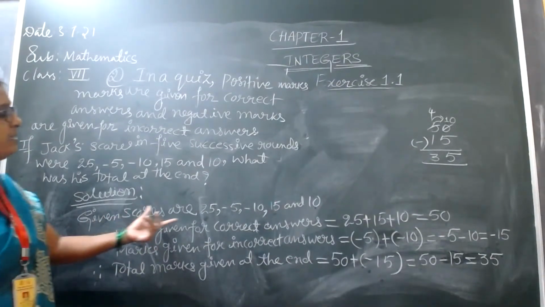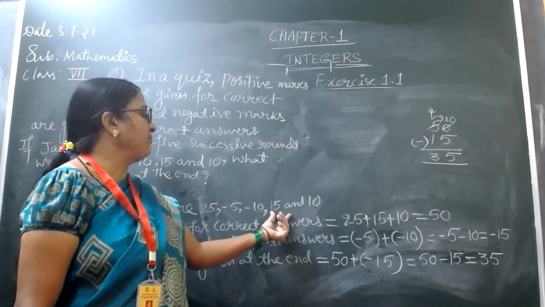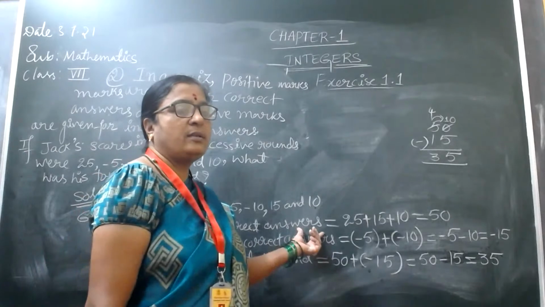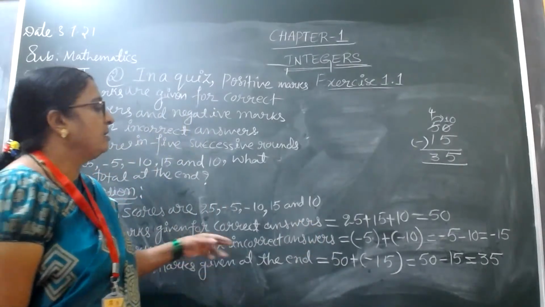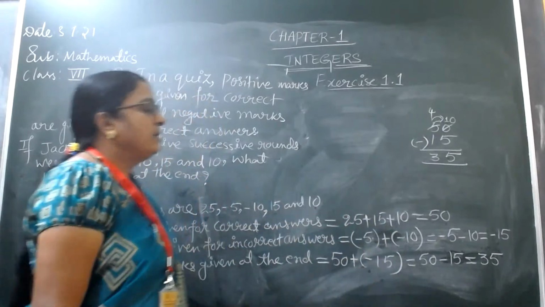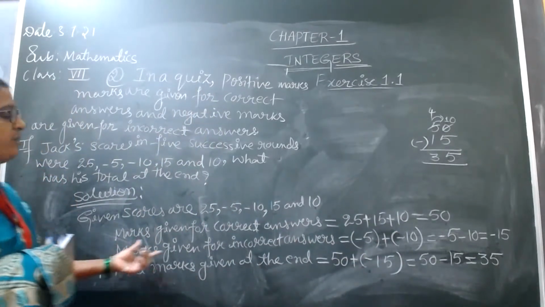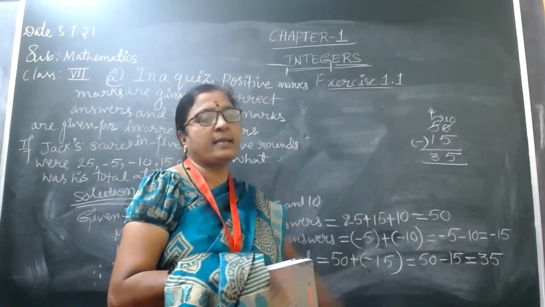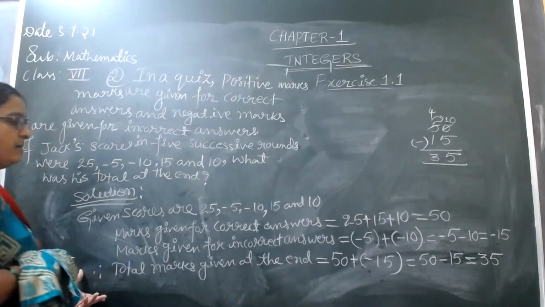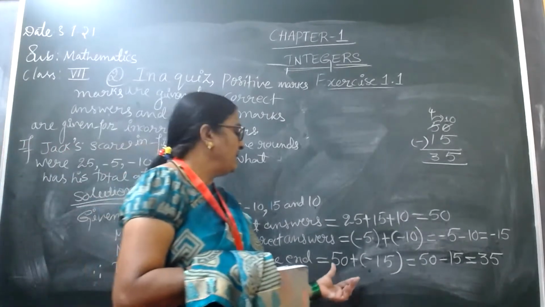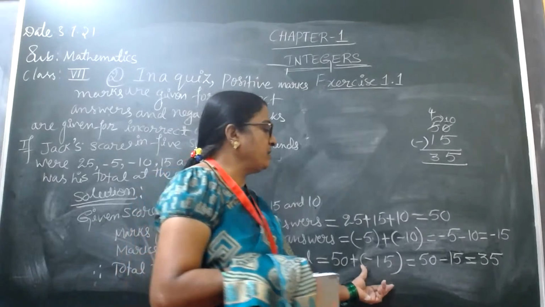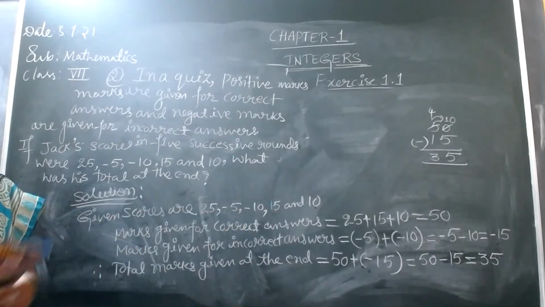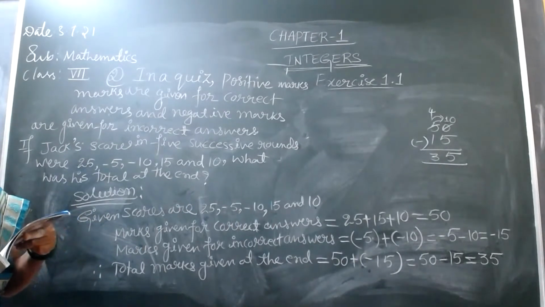So given scores are 25, minus 5, minus 10, 15 and 10. Marks given for correct answers: you take positive marks, you should take 25, 15, 10, total 50. Marks given for incorrect answers: minus 5 plus minus 10, that is minus 15. And total marks given at the end means in 50 if you add negative marks, you get total 35. This is the solution of question 2.